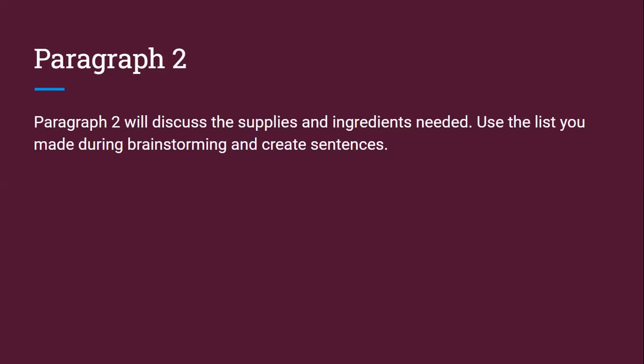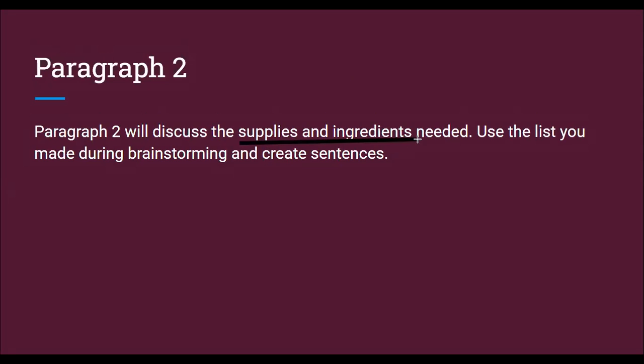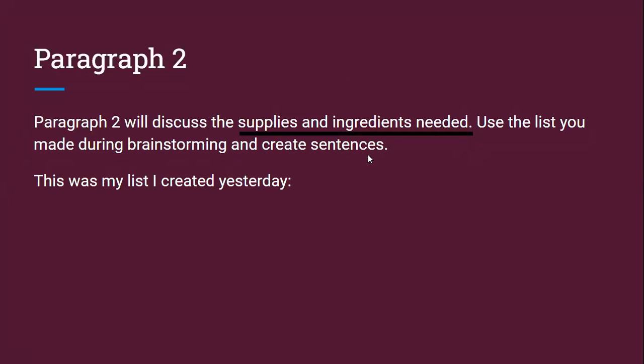So here is paragraph 2. Paragraph 2 will discuss the supplies and ingredients needed. So you want to make sure that you have your list of supplies, materials, or ingredients that you need to do your how-to activity. You're going to use the list you made during brainstorming and create that list into sentences. So this was my list I created yesterday.